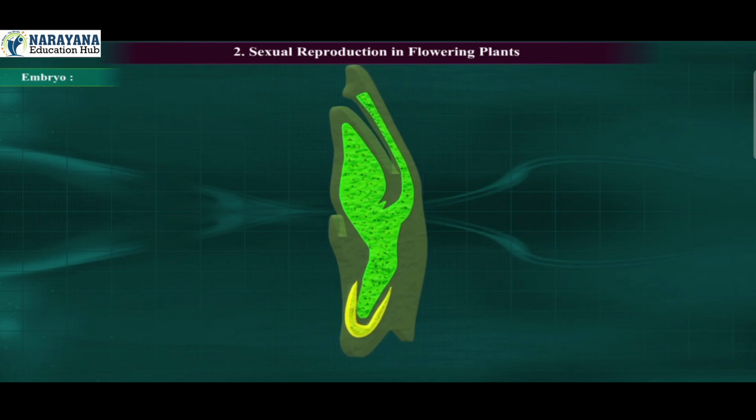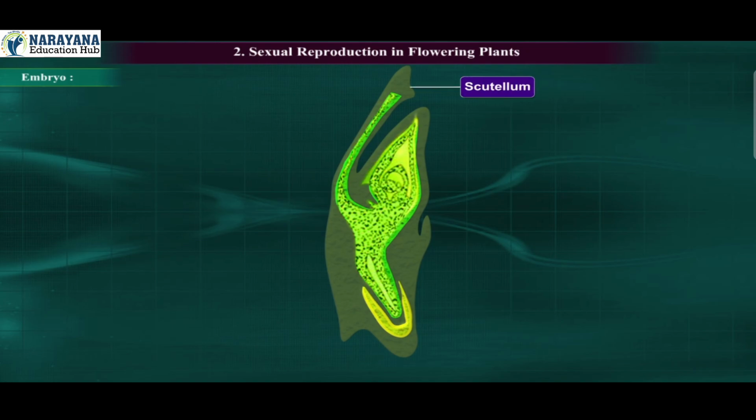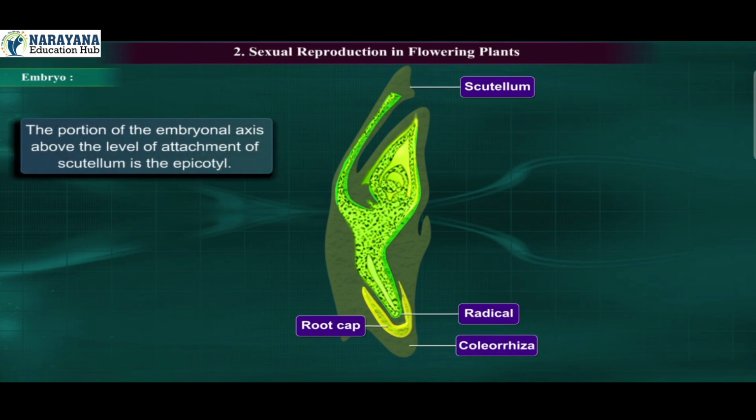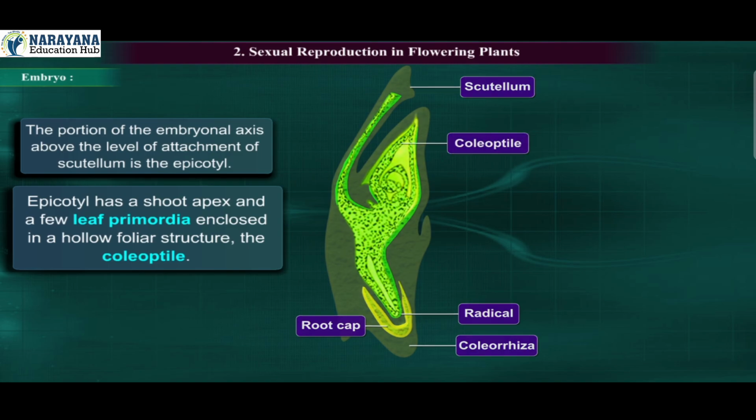Embryos of monocotyledons possess only one cotyledon. In the grass family, the cotyledon is called scutellum, that is situated towards one side, that is lateral, of the embryonal axis. At its lower end, the embryonal axis has the radicle and root cap enclosed in an undifferentiated sheath called coleorhiza. The portion of the embryo axis above the level of attachment of scutellum is the epicotyl. Epicotyl has a shoot apex and a few leaf primordia enclosed in a hollow foliar structure, the coleoptile.